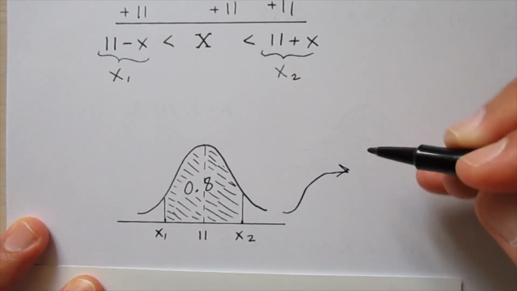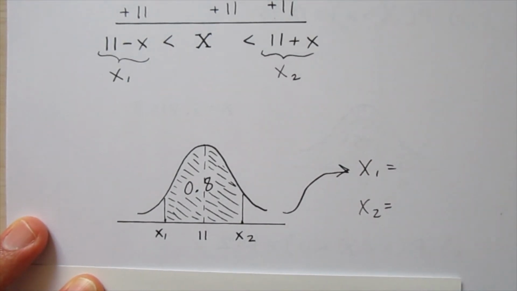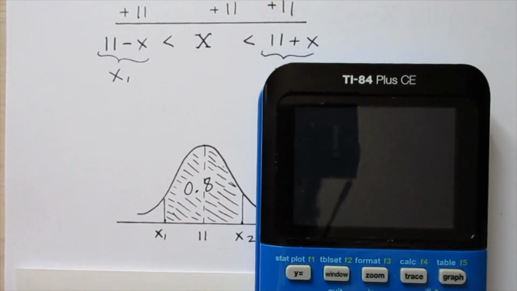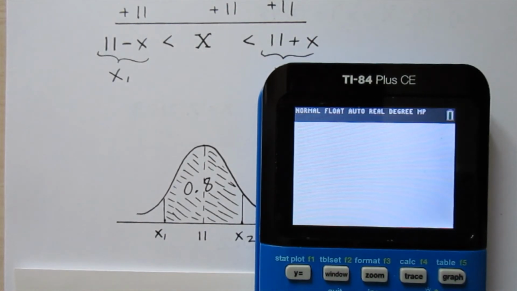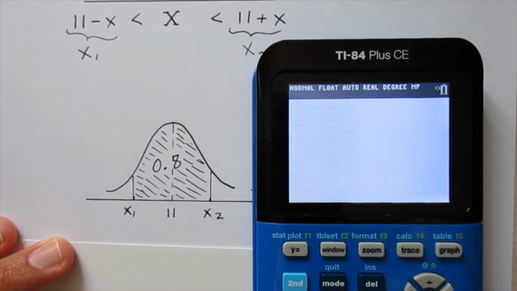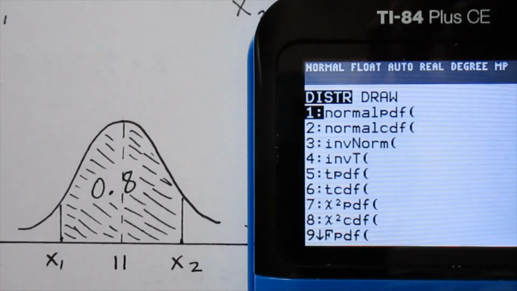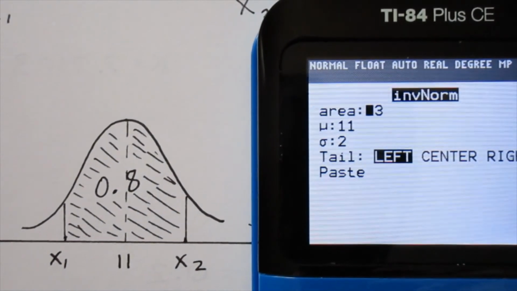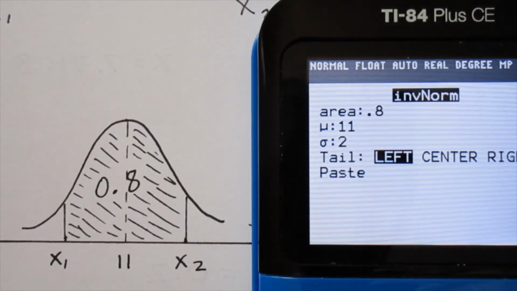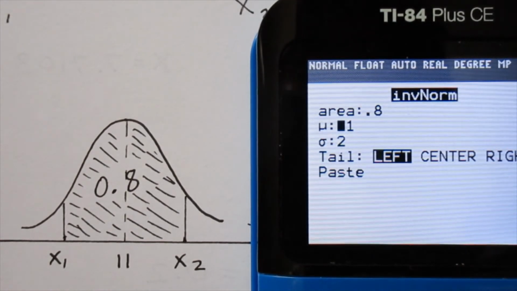Okay, how do I do that? I want to find x sub 1. I want to find x sub 2. So I'll use my calculator. If you don't have a calculator, there's usually an appendix in the back of the statistics book that you can use to find this stuff. But a calculator is much more efficient. So go into DISTR. It's inverse norm, choice 3. The area is 0.8. The average is 11. Standard deviation is still 2.